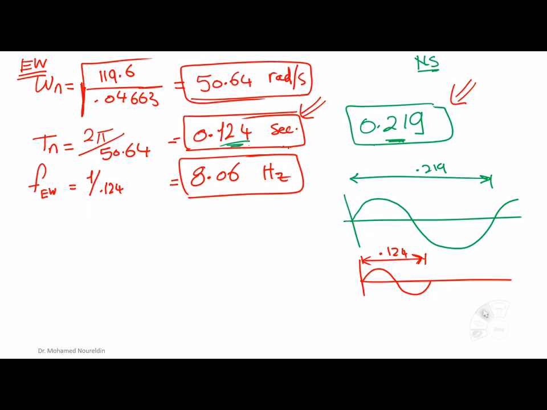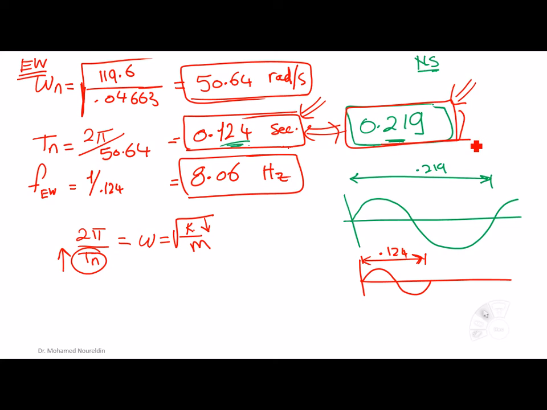This gives us the meaning that there is a relation, as we said always, that omega is related to the square root of k over m, and this omega equals 2 pi over Tn. So this means that when Tn is going high, k definitely is going down. Okay, so that's the meaning here. The two systems are opposite to one another. We have one system whose natural period is higher, and the other, its natural period is lower.